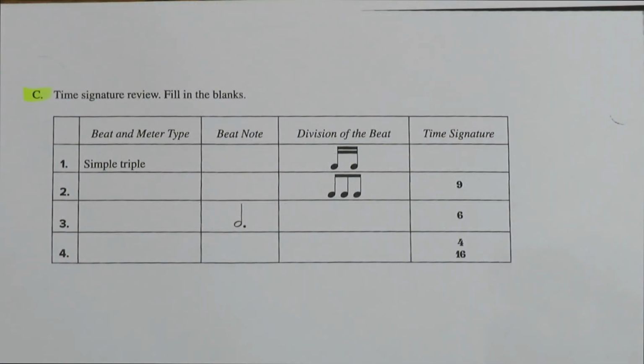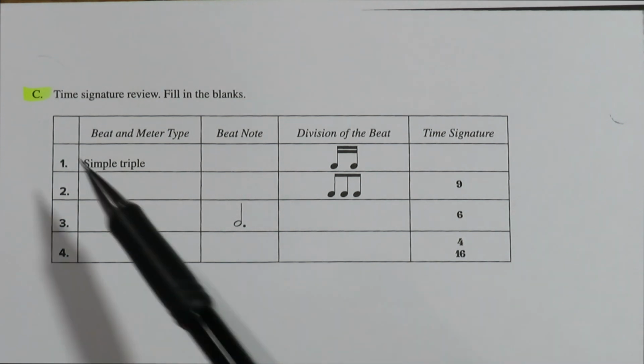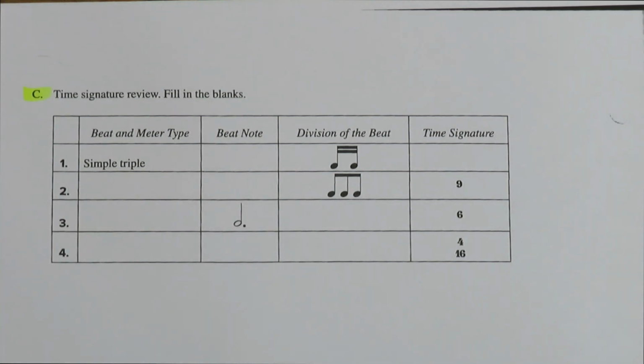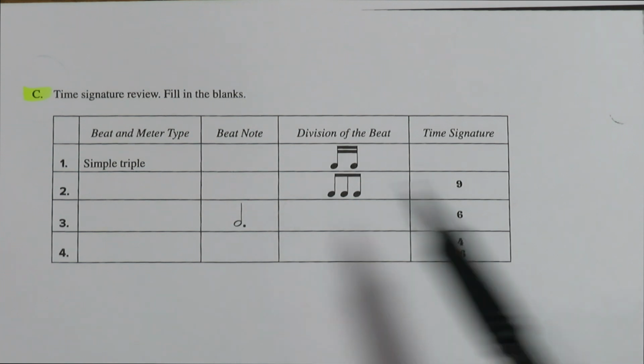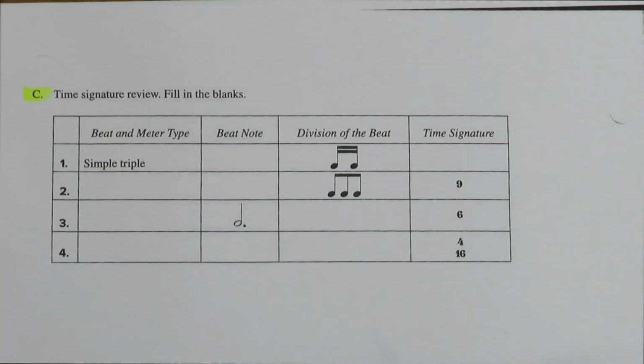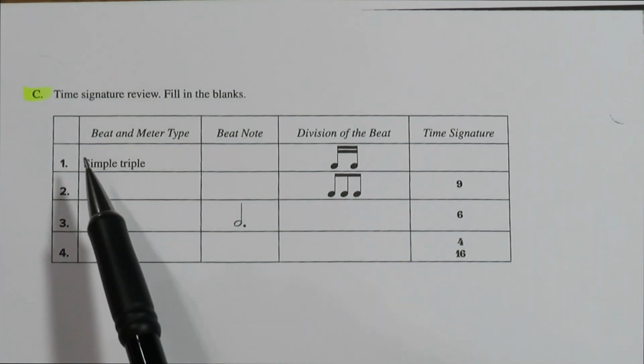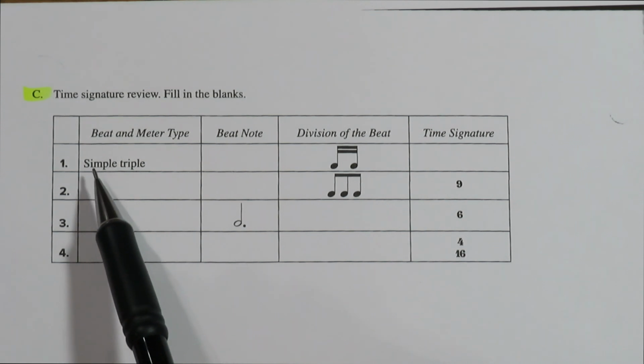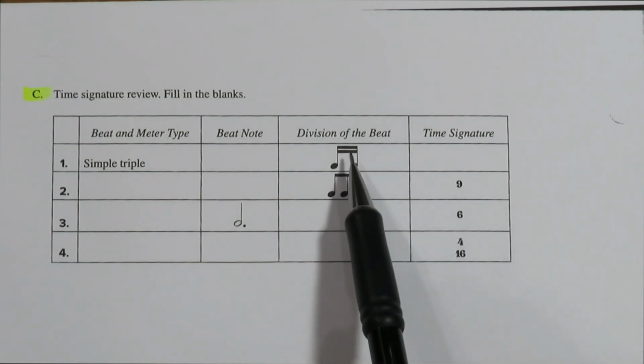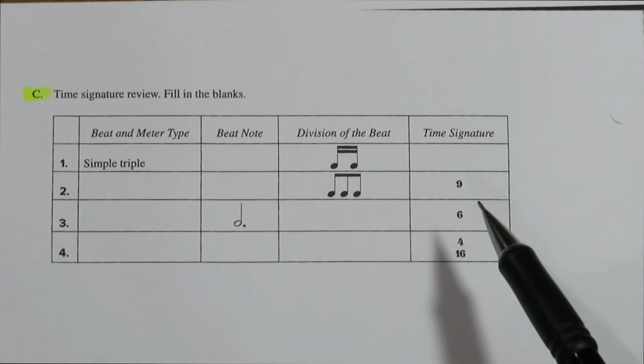Okay, so we've made it to the final section, part C, time signature review, and we're going to fill in the blanks of this incomplete matrix. So we're given the beat meter and the division of the beat in number 1.